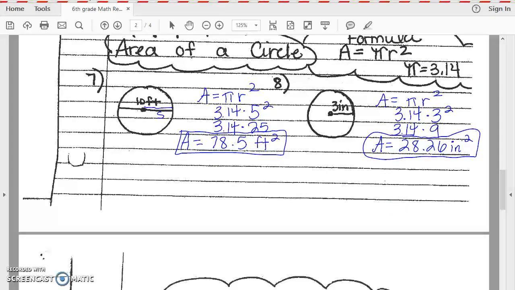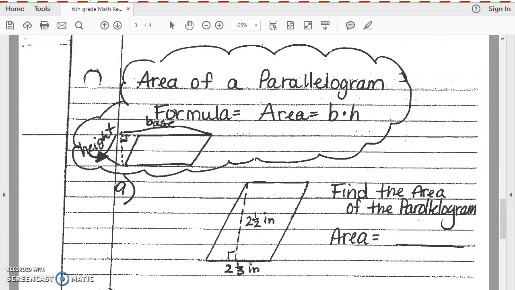And let's move on to parallelograms. With a parallelogram, once again, I'm following a formula. Area equals base times height. So write down your formula. Area equals base times height. Now remember, a lot of times the base is at the bottom. Sometimes it'll be at the top. You might have to turn your shape to see it. Okay? But it's wherever your height starts from. And then it goes up to the top.